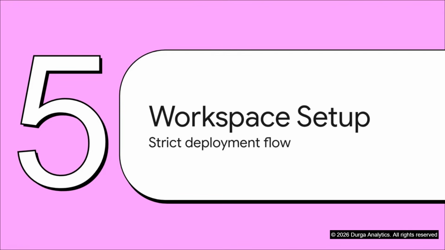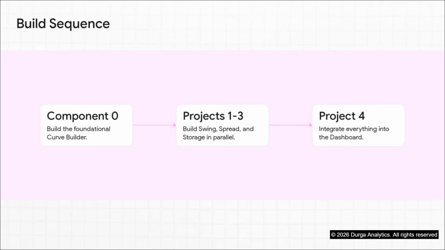Okay, moving to Section 5, workspace setup and dependencies. Let's transition from theory to execution and outline our strict deployment roadmap. Treat this as a real deployment pipeline review. Sequence absolutely matters in software engineering.